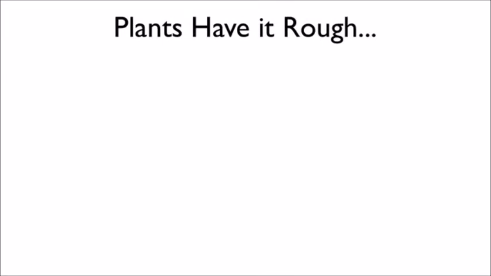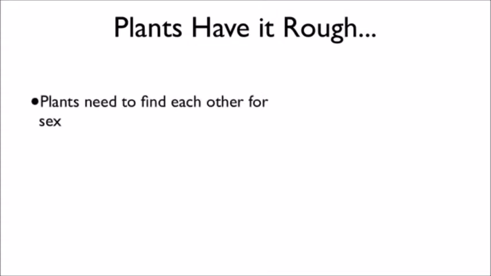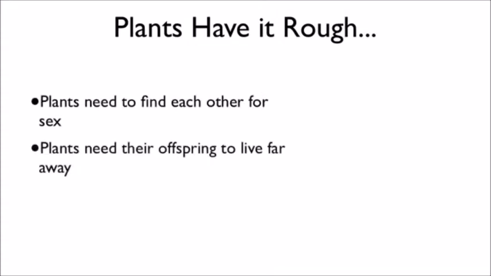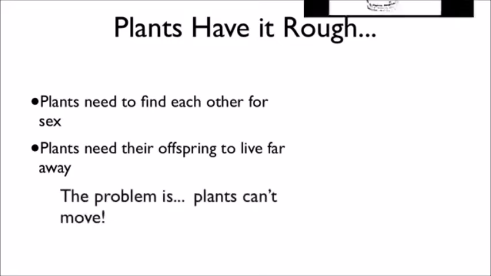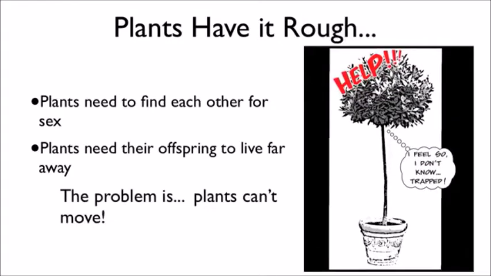So, if you don't think about plants very often, they really do have kind of a tough go. Plants need to be able to find each other to have sex. Plants also need their offspring to disperse far away from the parent, so they don't compete with each other. You don't want to compete with your offspring for resources. The problem there is, of course, plants don't move.